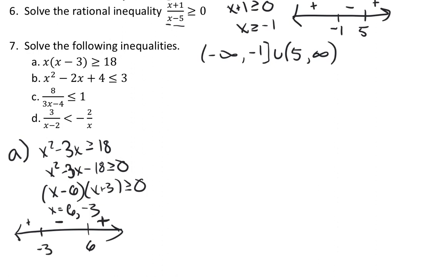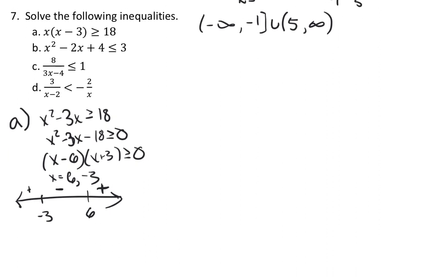We get 10. So that's a positive number. So where are we greater than 18? That is from negative infinity all the way up to -3, and we're going to include 3, and then from 6 to infinity.